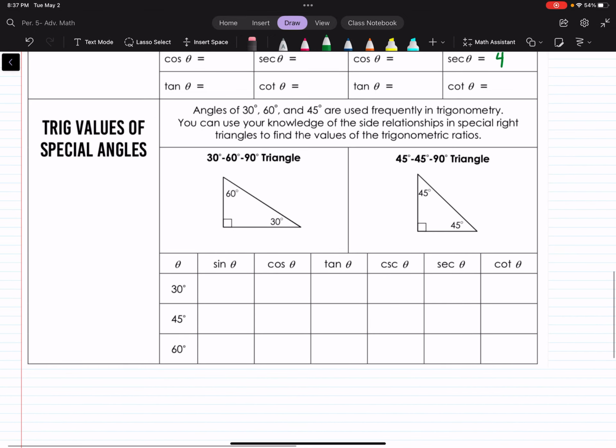Let's do this bottom half. So, trig values using special right triangles. This is something, again, you should have learned in geometry. If you didn't, well, now's your opportunity. Ask questions if you have them.